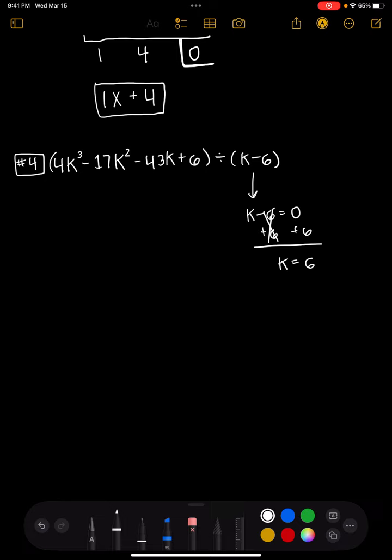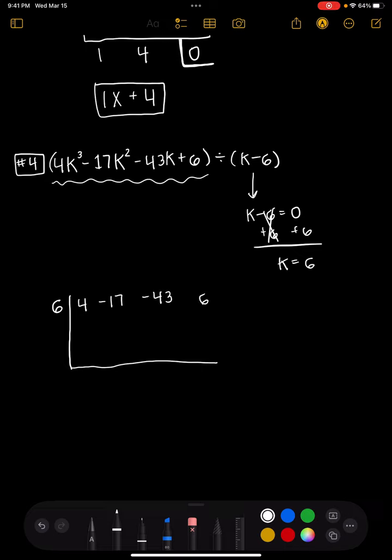Now that I know k is equal to 6, I'm going to put the 6 out here on the outside of this box. And then on the inside of the box, we're going to put the coefficients of the thing we're actually dividing, which is this right here. So I would have 4 for the k cubed, negative 17 for the k squared, negative 43 for the k, and 6 for the constant term. So this is my setup. Now we're actually going to go through and divide.